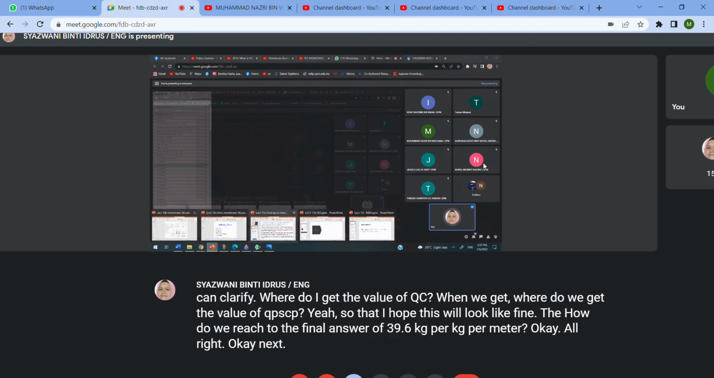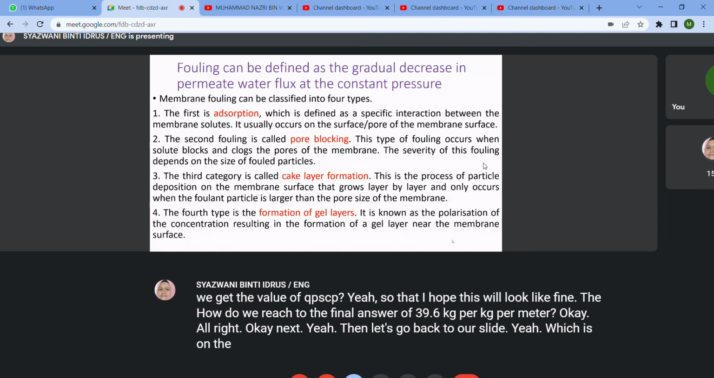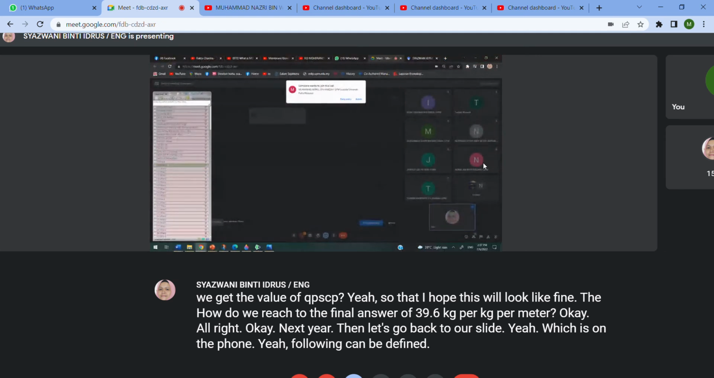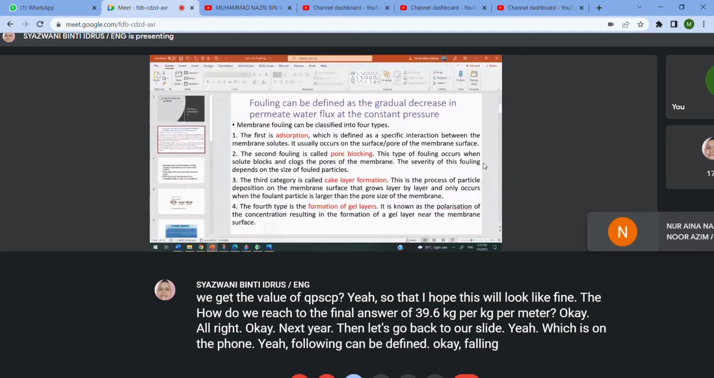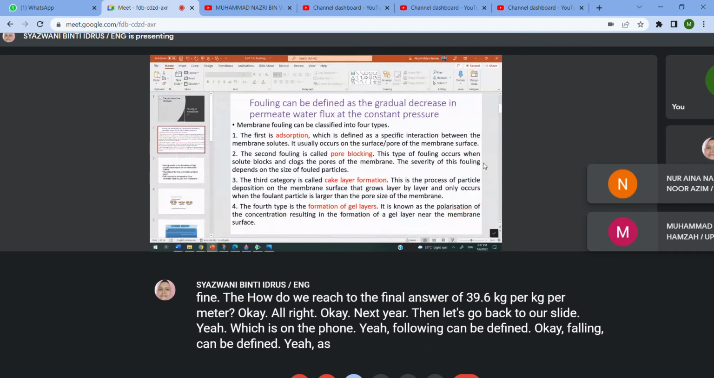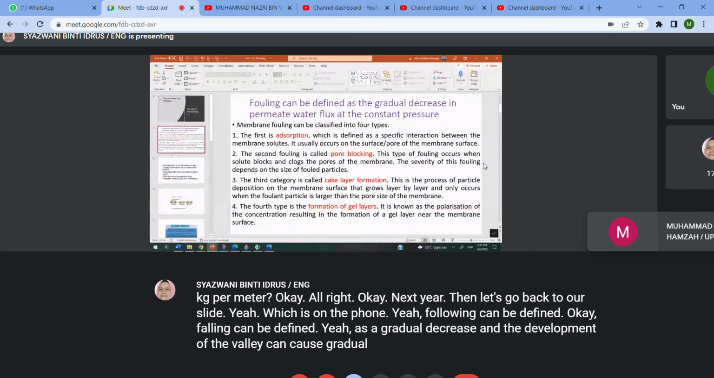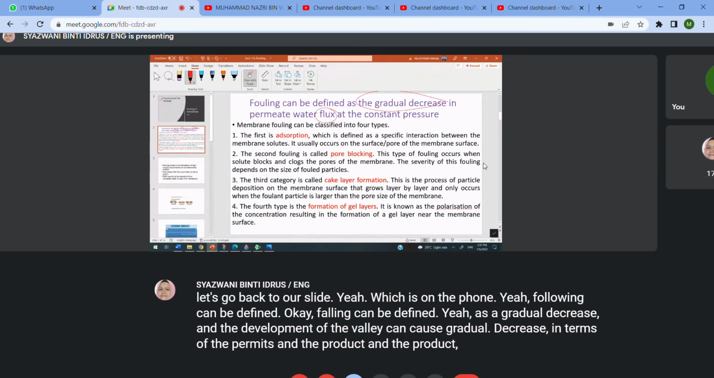Okay, next, let's go back to our slide on fouling. Fouling can be defined as a gradual decrease. The development of the fouling can cause a gradual decrease in terms of the permeate flux and the product water, which is the treated water.